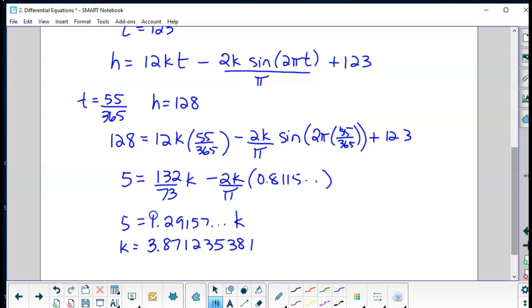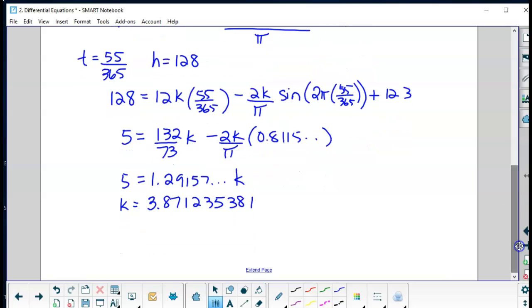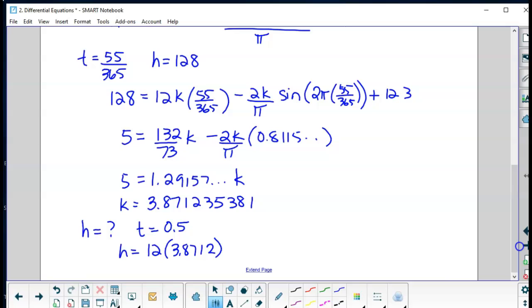All right, and then it says what will the height be on the longest day of the year, which is 6 months later. So what's the height when t equals 6 months out of 12? So that's 0.5. So your height is going to be 12 times that k value. And you can probably go to 4 decimal places is fine for right now.